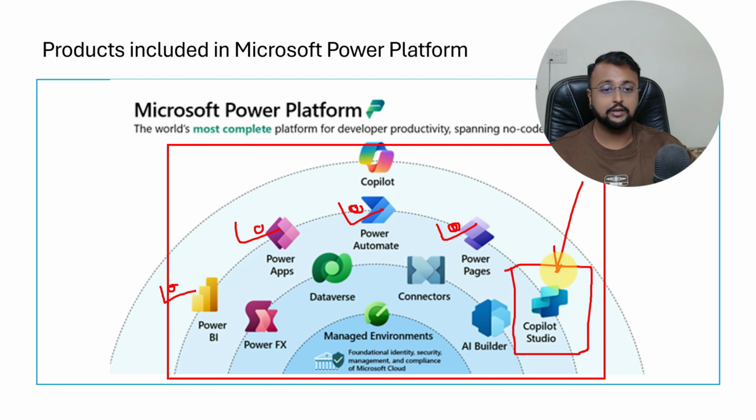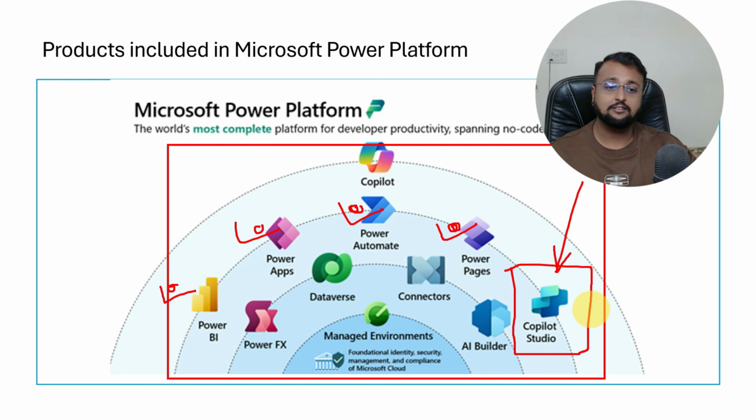This is a new name for an existing product called Power Virtual Agent. Earlier, this product was called Power Virtual Agent, which was used to create different kinds of chatbots. Now, the new name for Power Virtual Agent is Copilot Studio. But Copilot Studio now has lots of functionality and lots of integration capability as well.